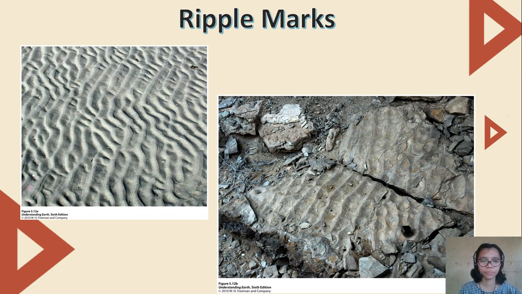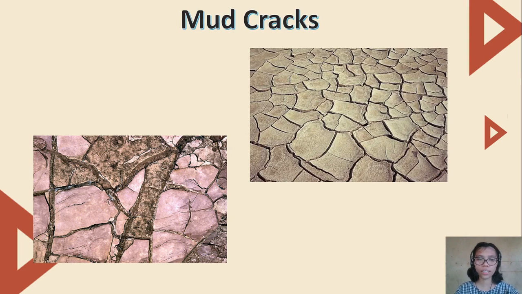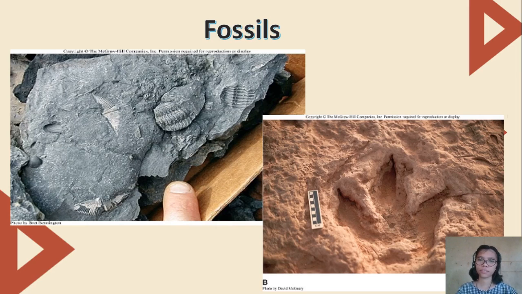Next, we have the ripple marks. These are small ridges formed on the surface of a sediment layer by moving wind or water. Next, mud cracks. When clay-rich sediments dry, they shrink and crack into polygonal patterns bounded by fractures. Next we have fossils, traces of plants or animals preserved in a sedimentary rock, as you can see in the picture.